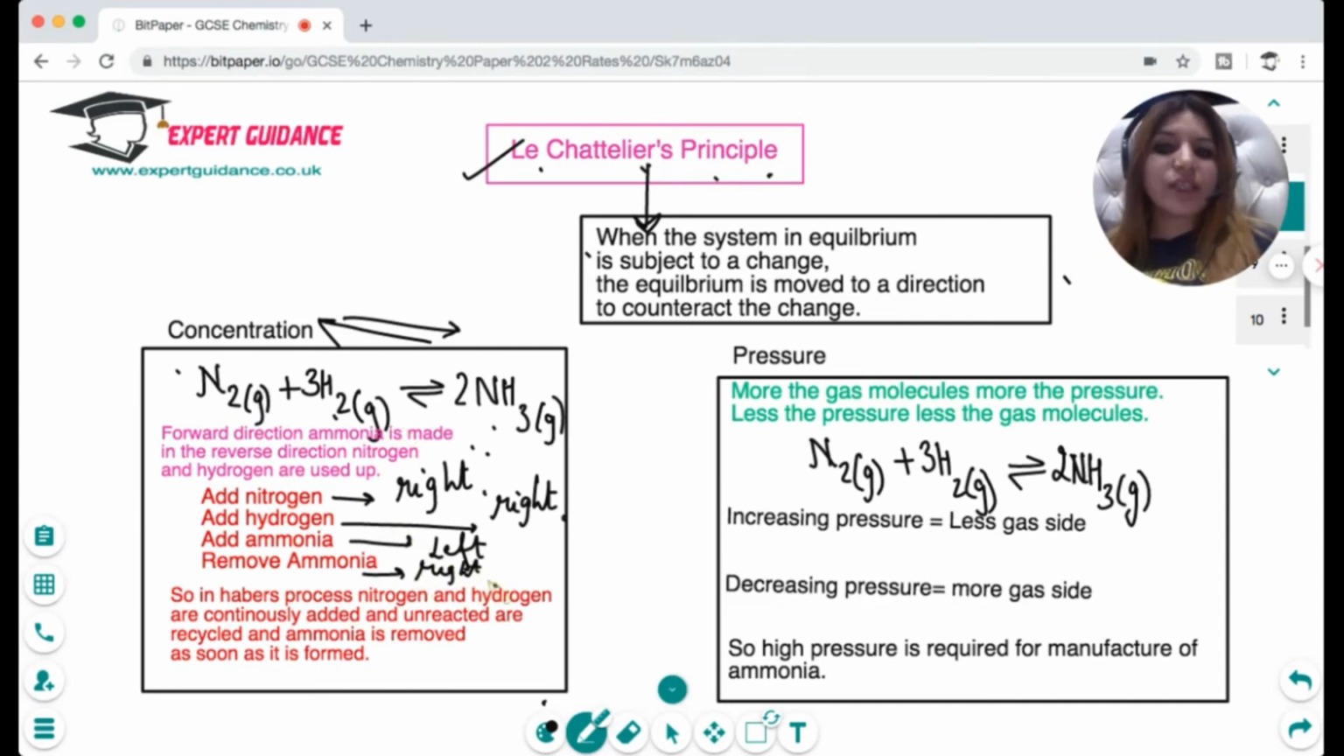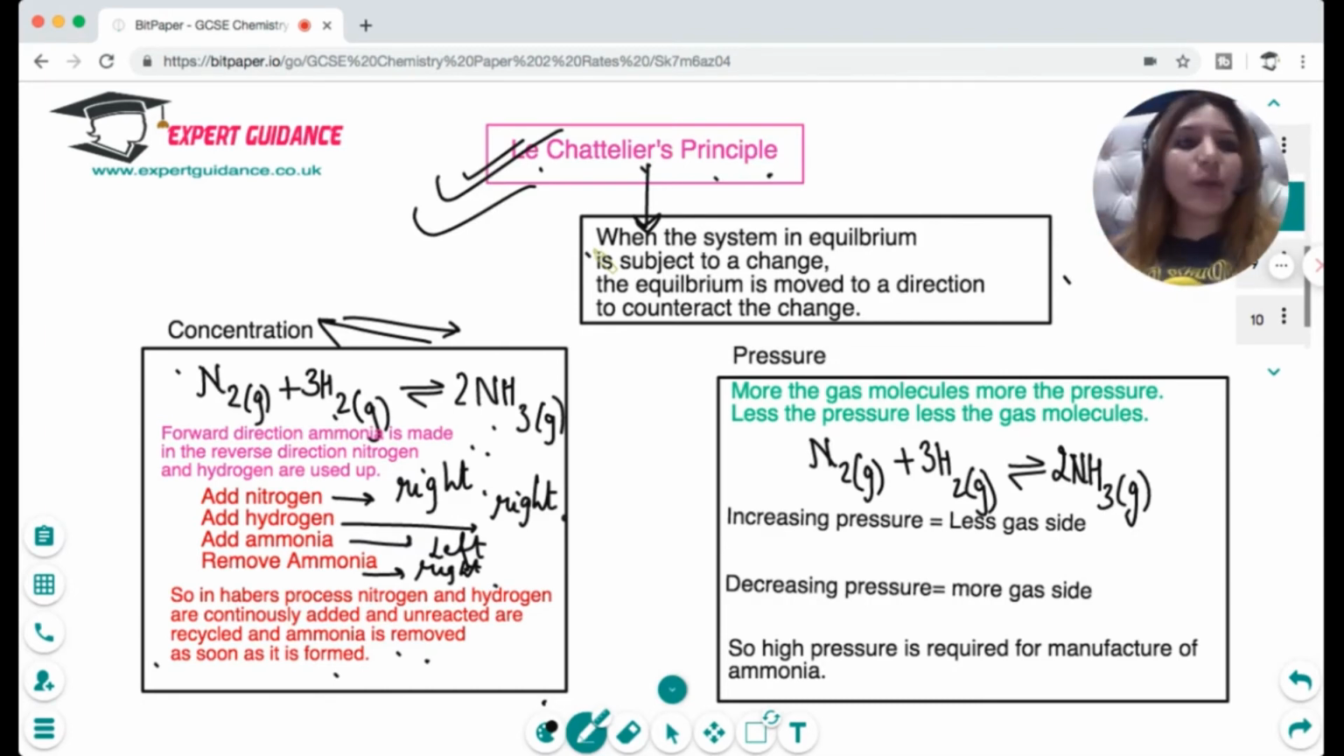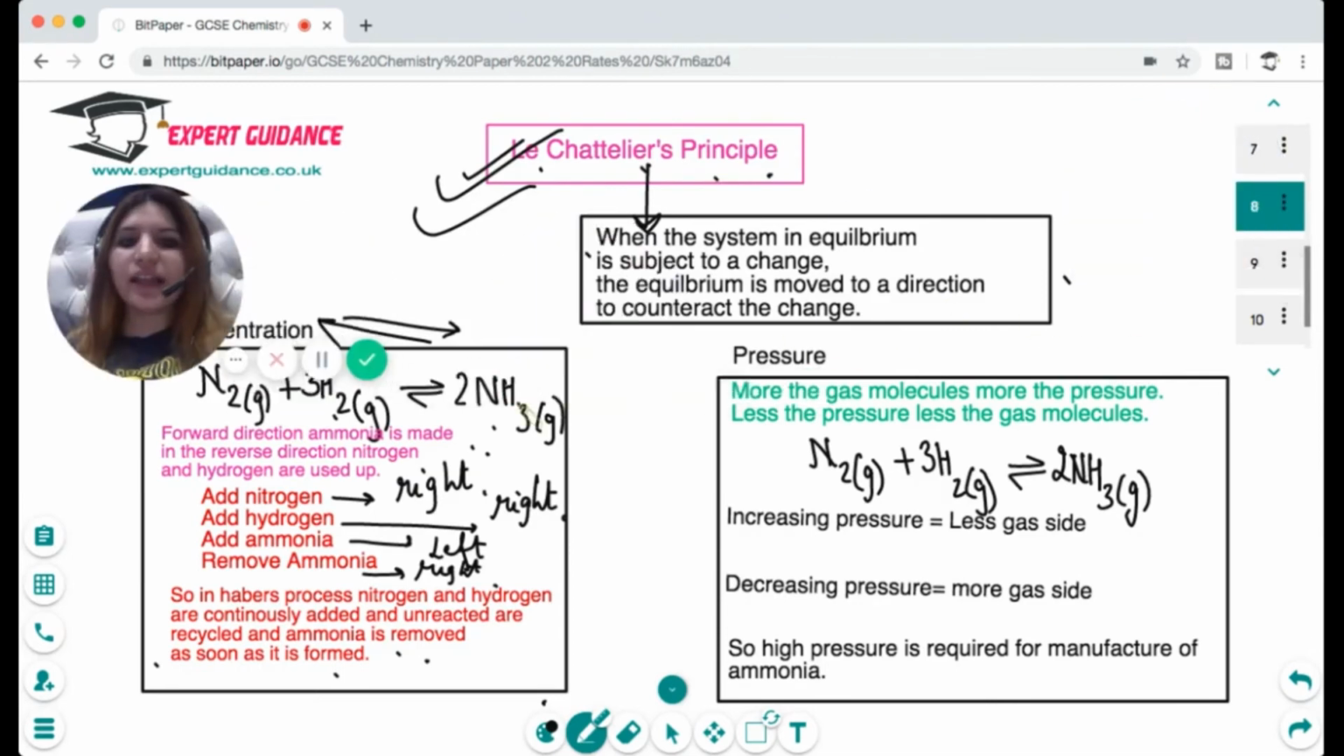So in the Haber process, nitrogen and hydrogen are continuously added, unreacted gases are recycled, and ammonia is removed as soon as it is formed, so that we always have the reaction shifted towards the right and a higher yield of ammonia. Okay, so remember this principle, and if you do the question exactly the way I'm telling you, you will never make a mistake. So see what factor you're changing, then what is the counter of that factor, and which direction it is happening. Okay, let's take another example, pressure.